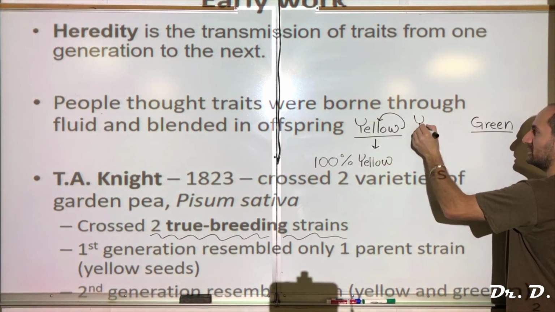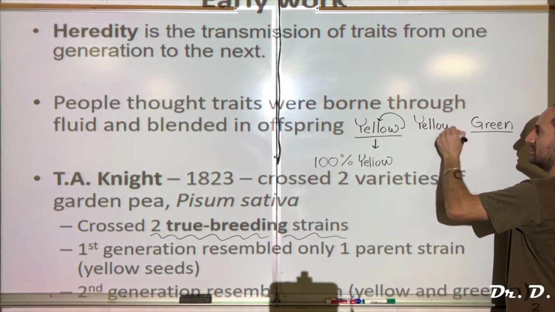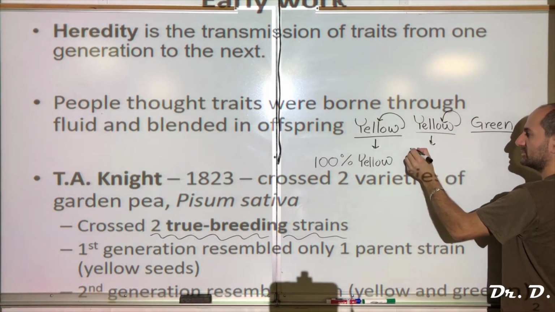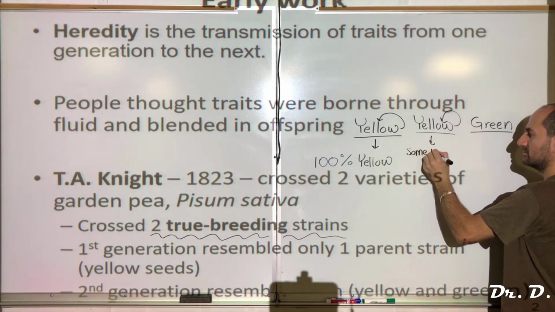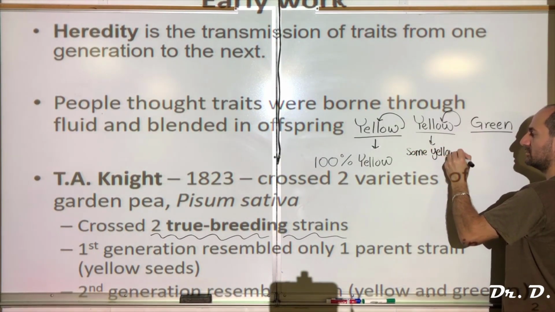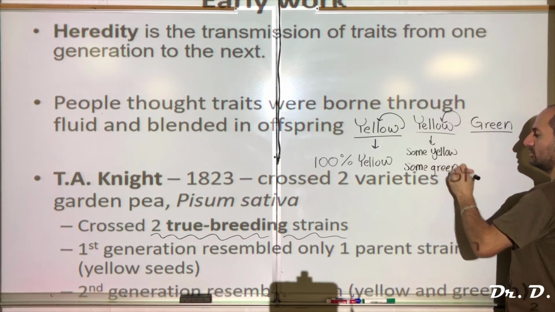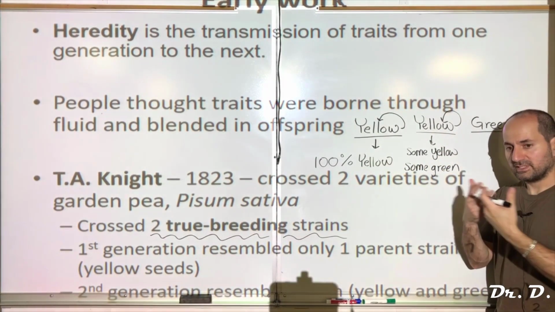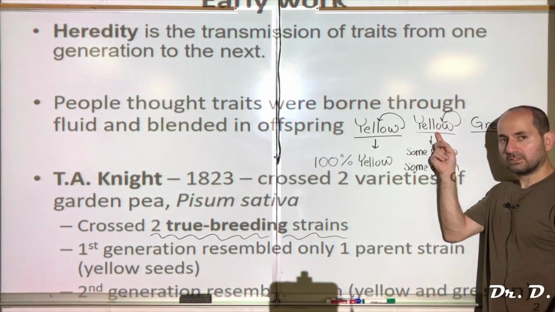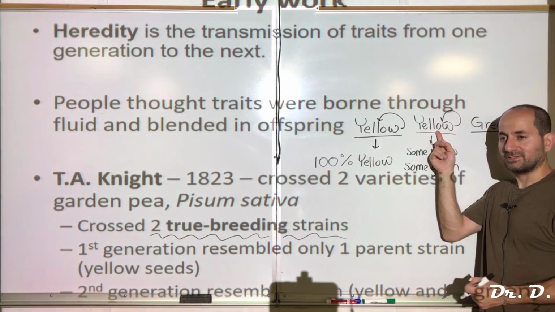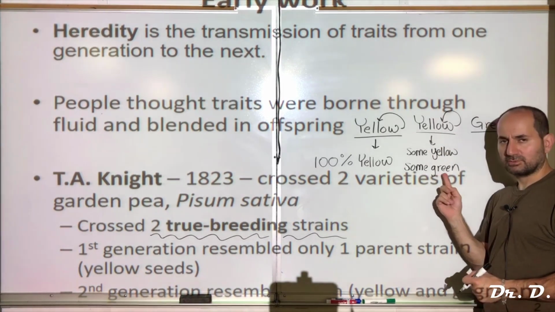Some of his yellow plants, if you allowed them to self-fertilize, only give you yellow peas. And that makes sense, 100% yellow. Okay? But here was the weird thing he noticed. Other yellow pea plants he did that on would give you some yellow, but some green. That's weird, right? Why would you have green peas if you're a yellow plant who's self-fertilized? Why would you show any green peas at all?